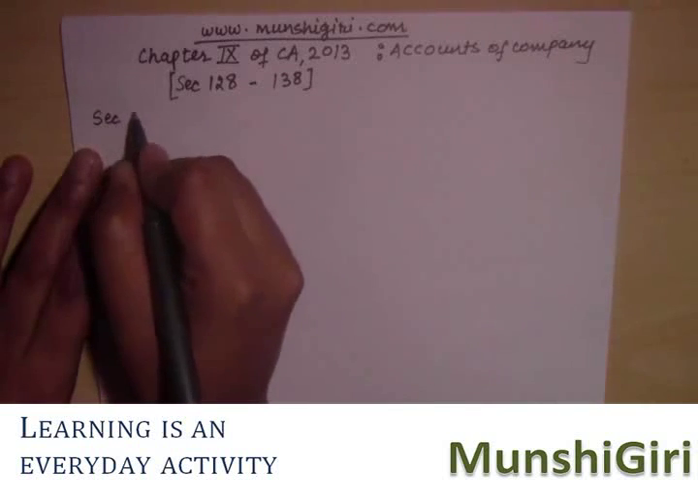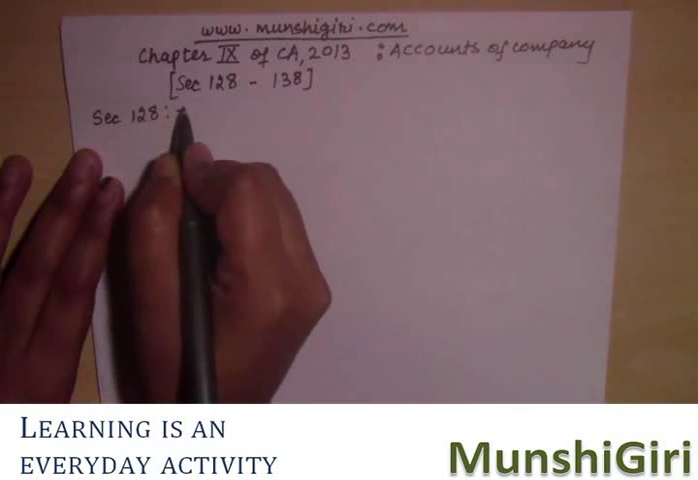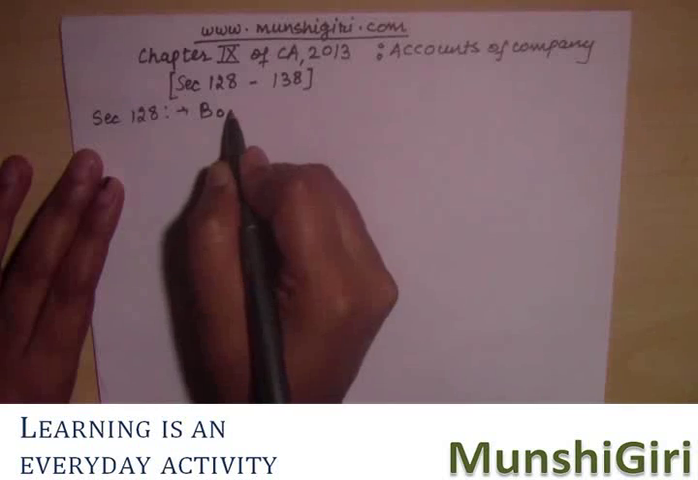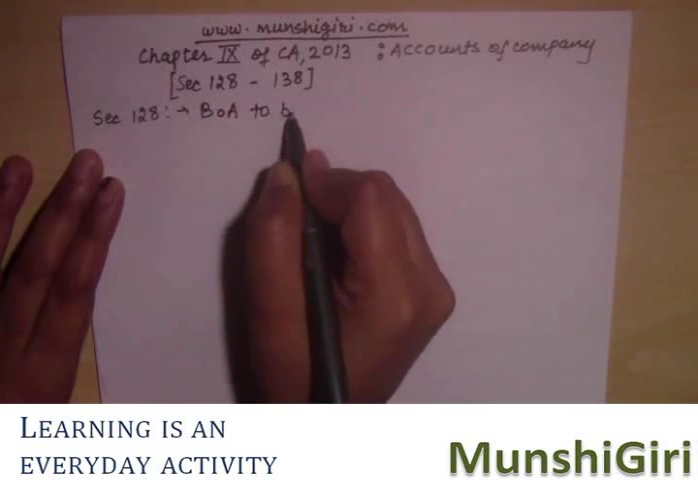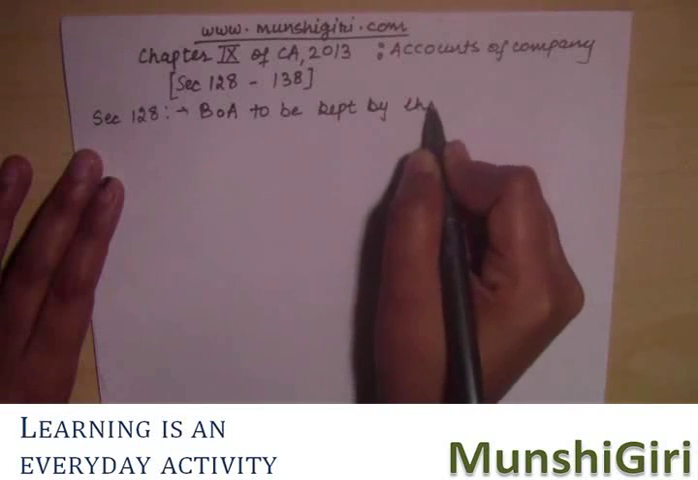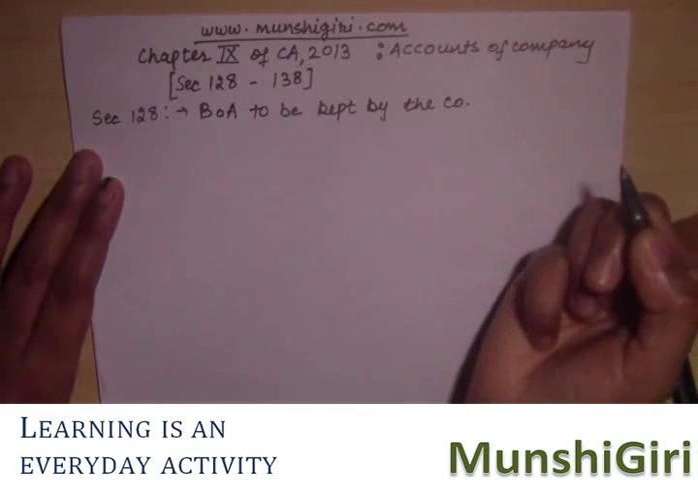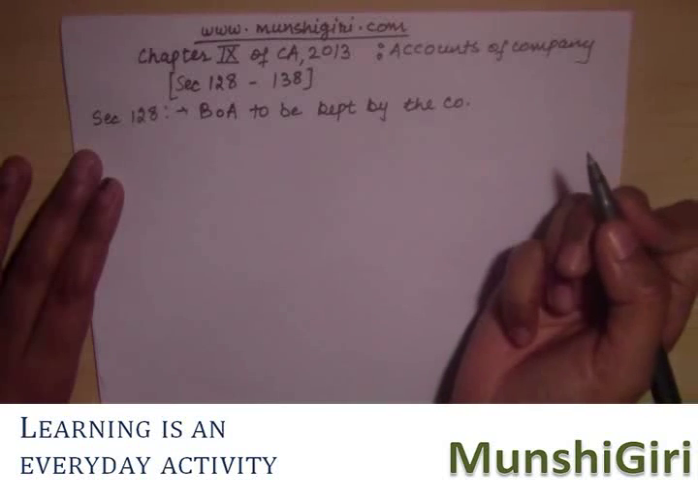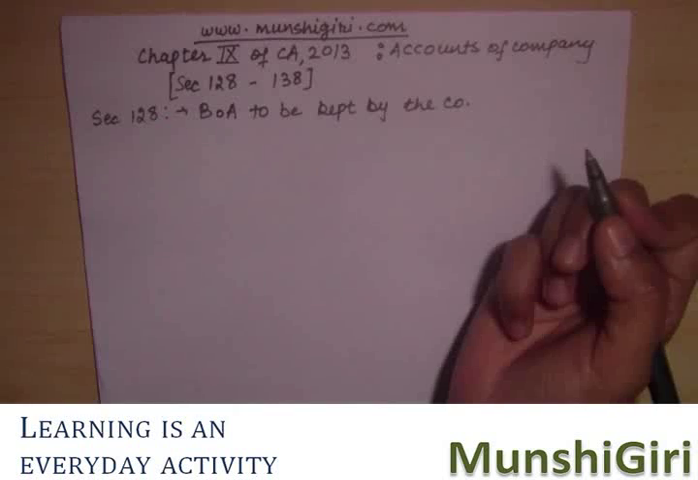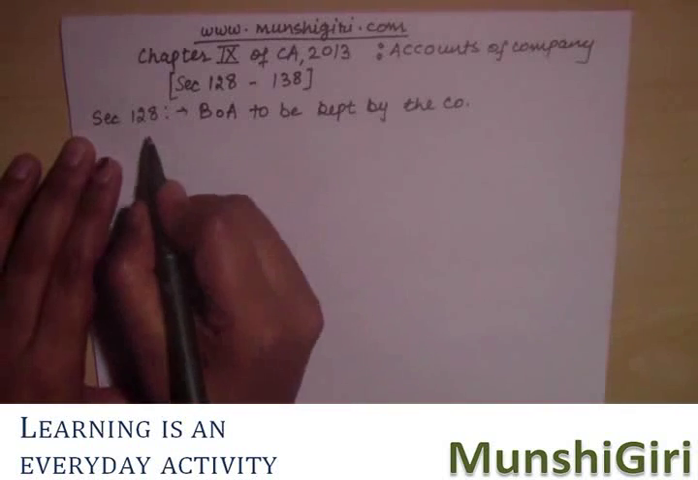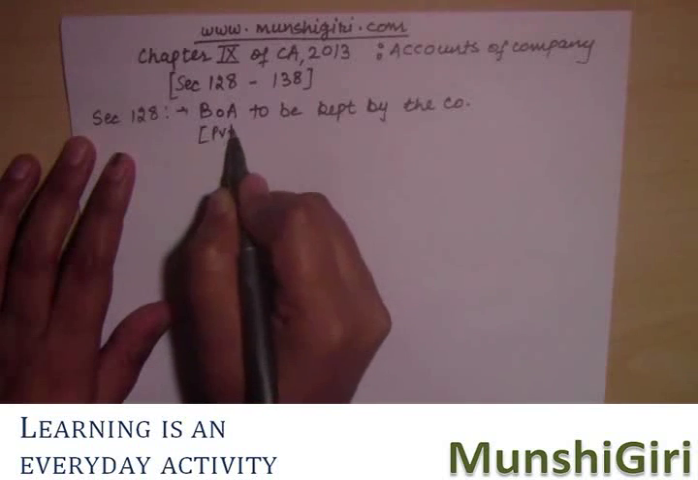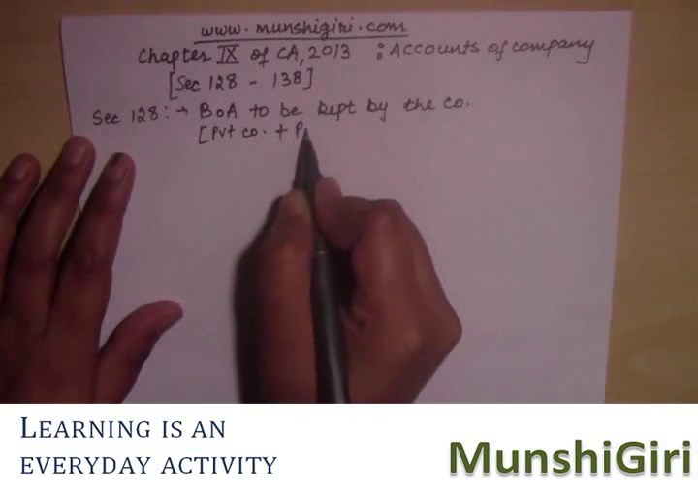First is Section 128. This section talks about the books of accounts to be kept by the company. This section is applicable to all the companies, that is, whether it is a private company or a public company, this section applies to both.